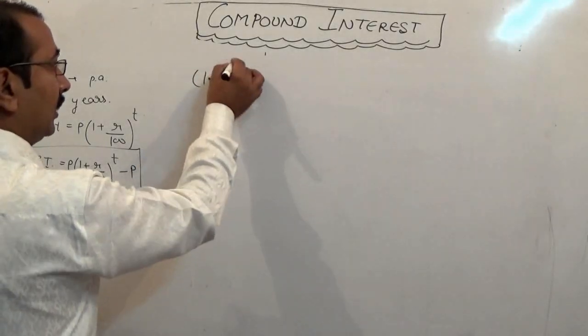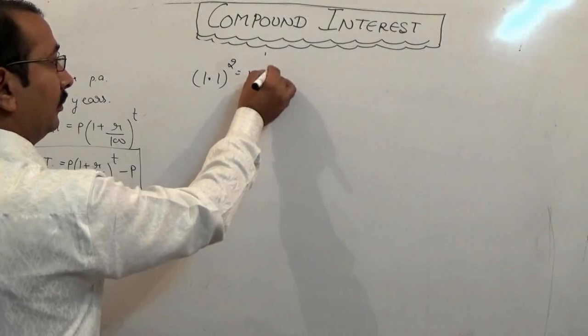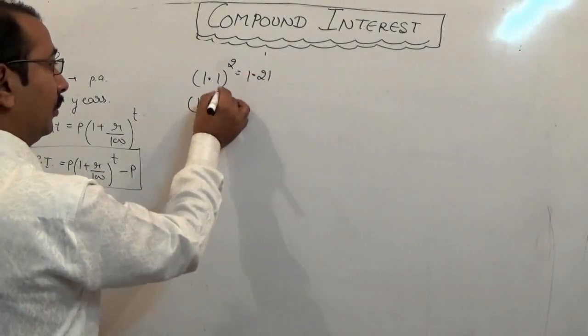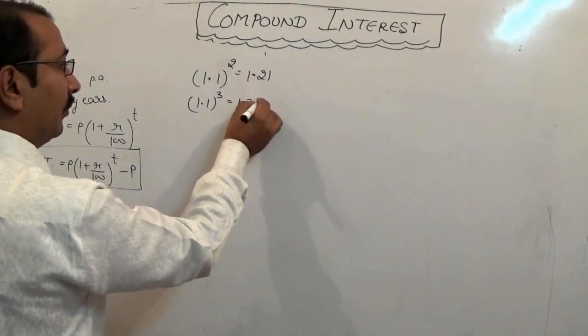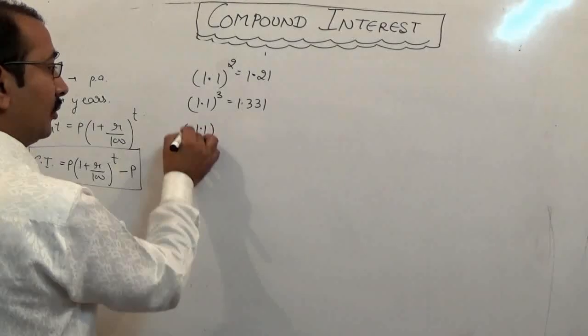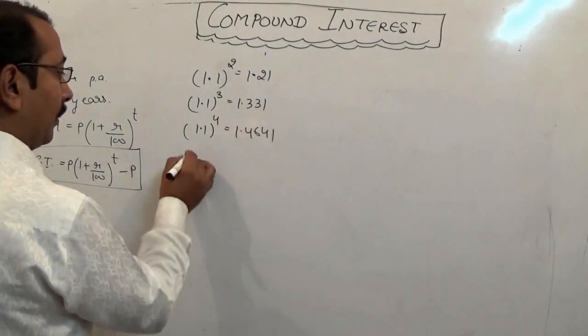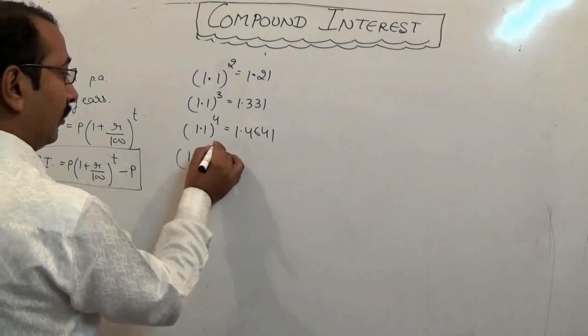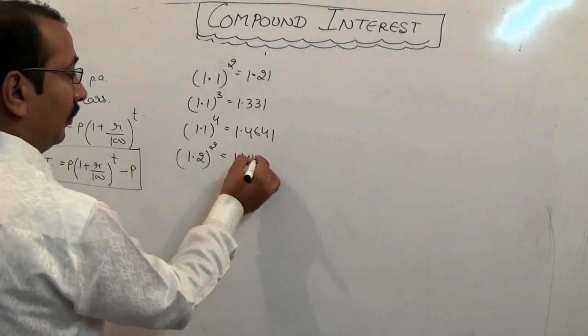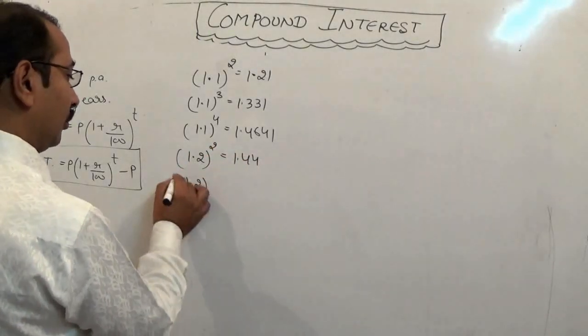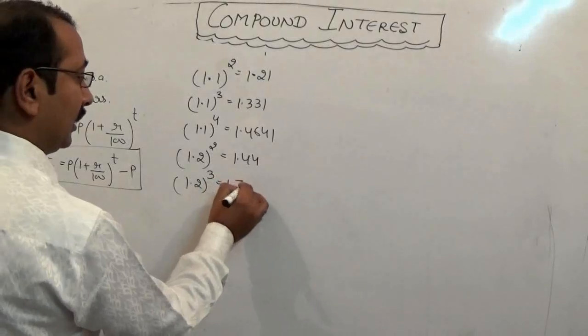1.1 square is always equal to 1.21. 1.1 cube is 1.331. 1.1 raised to power 4 is 1.4641. 1.2 square is 1.44. 1.2 cube is 1.728.